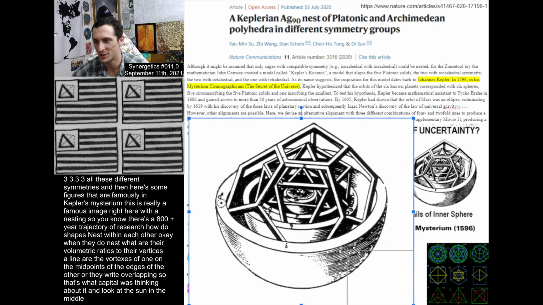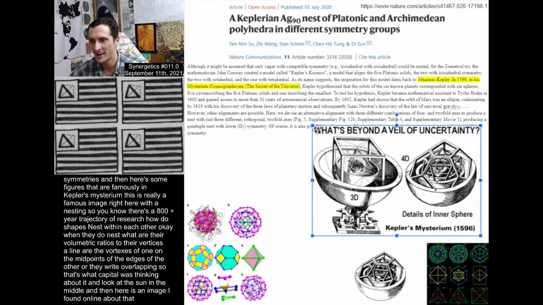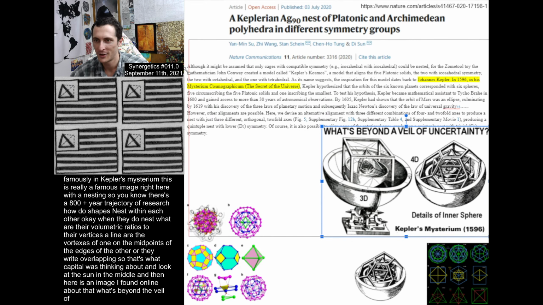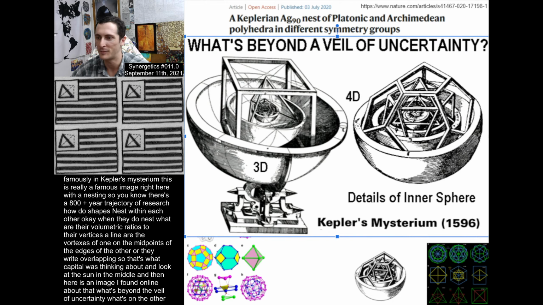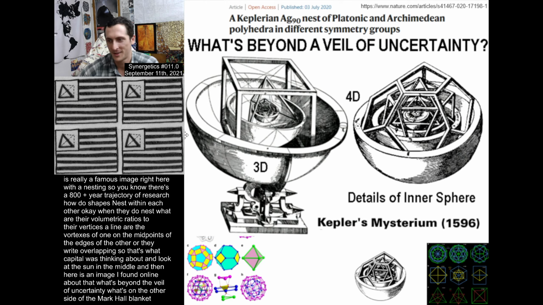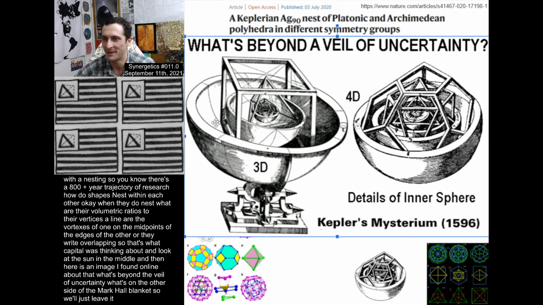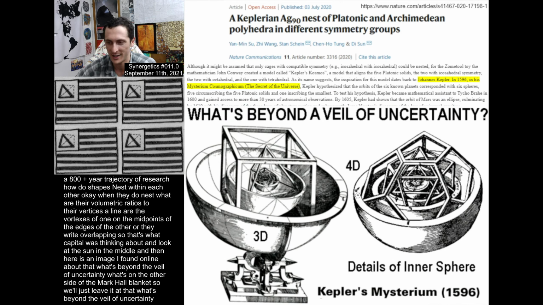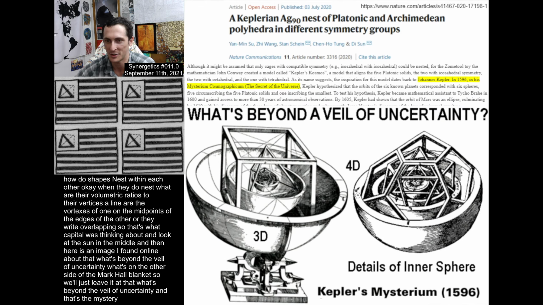And then here is an image I found online about that. What's beyond a veil of uncertainty? What's on the other side of the Markov blanket? So we'll just leave it at that. What's beyond the veil of uncertainty? And that's the mystery. Maybe that's the secret of the universe.